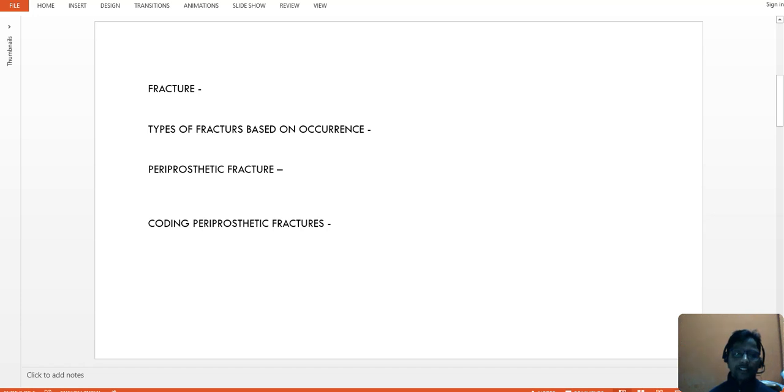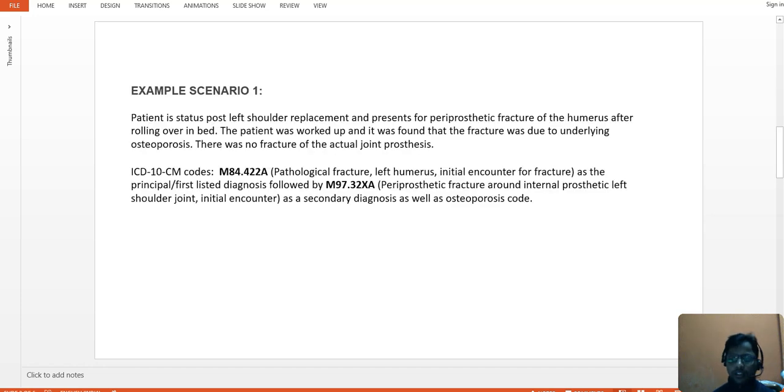One is for periprosthetic fracture, the M97 series, and the next one is for the reason for the periprosthetic fracture. If it is trauma, we need to code S codes, and if it is osteoporosis, we need to code M codes. So now we will see a few example scenarios related to periprosthetic fracture.